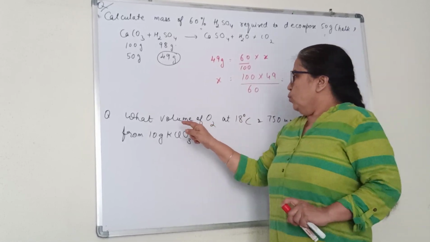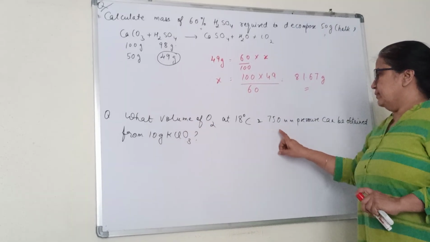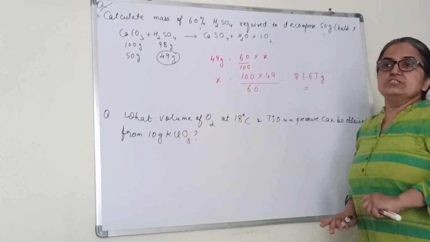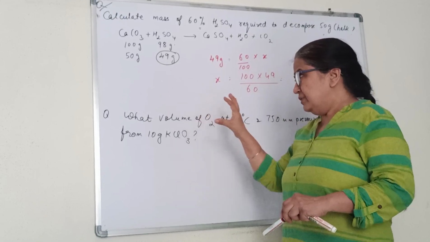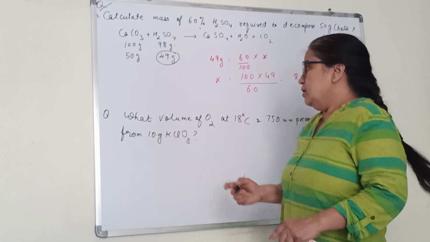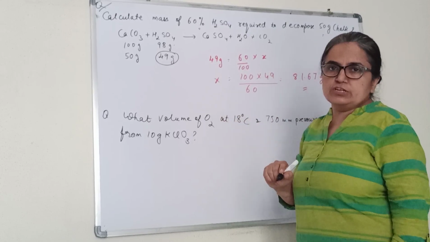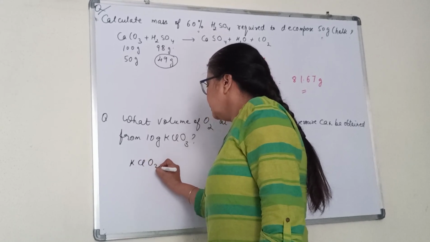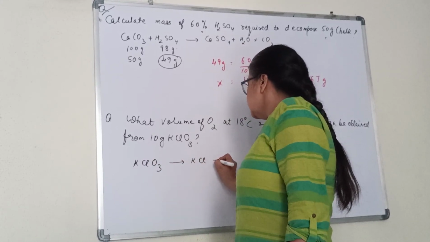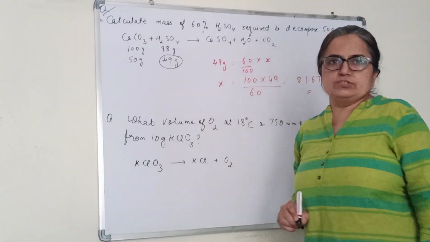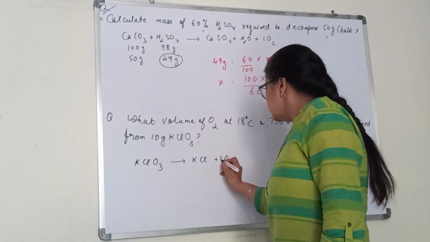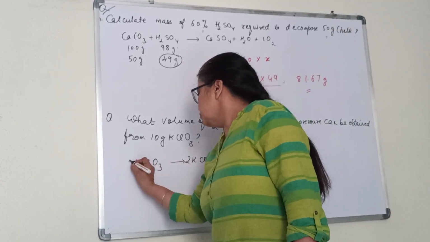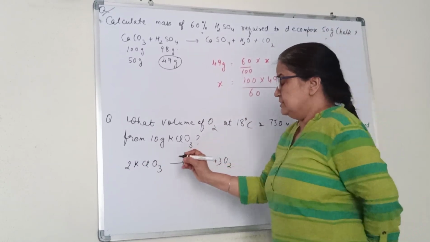Another one. What volume of oxygen at this temperature and pressure can be obtained from 10 gram of potassium chlorate? You will first read the question, and after reading it, we have to frame the equation. Potassium chlorate is heated and oxygen is obtained. So let us write the equation first. Potassium chlorate on heating gives KCl plus oxygen. We will balance this equation. This will be 3, then this has to be 2, this has to be 2. It's a balanced equation, right?